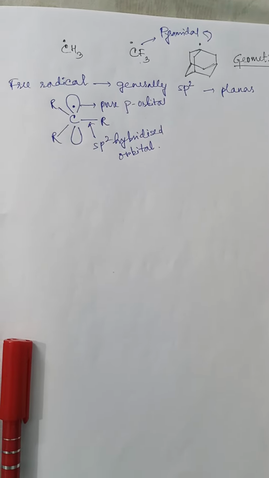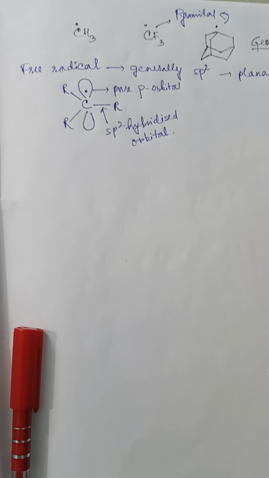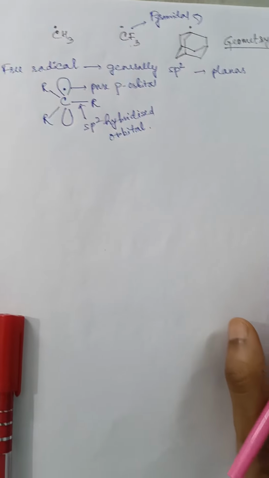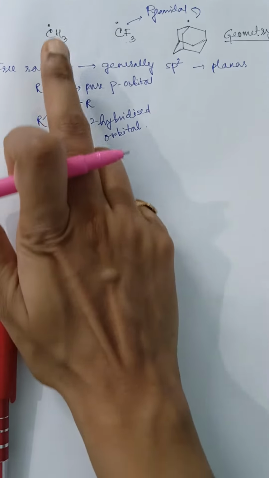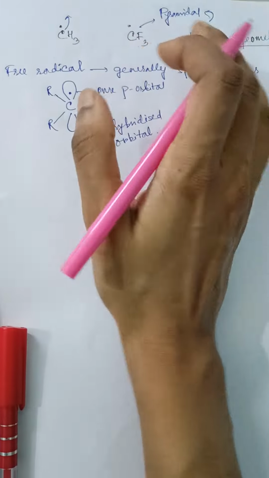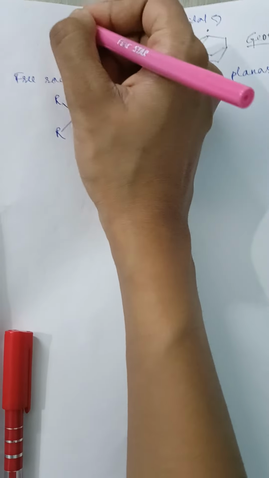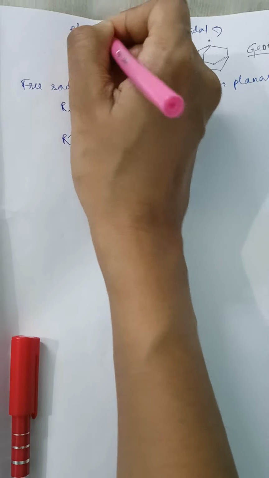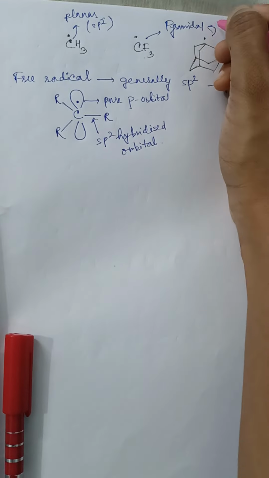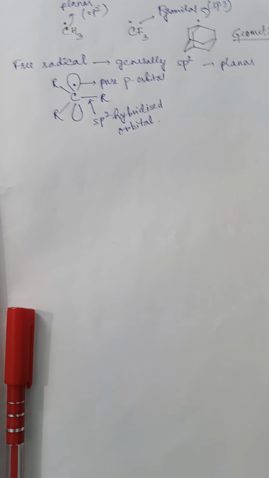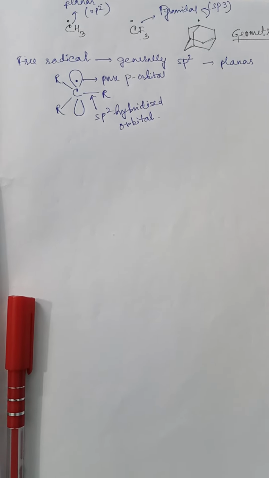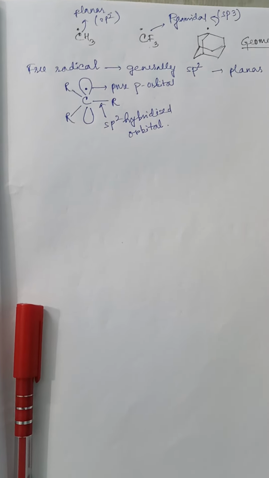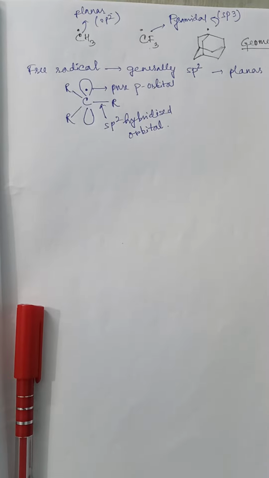Pyramidal means sp3, correct? So this is the main important part, that the C is a free radical like this. In general, any radical except these two always assumes planar geometry, sp2, but these two compounds assume a pyramidal shape, that is sp3. But if you want a very detailed discussion of why this difference exists, then I'll explain. Okay.